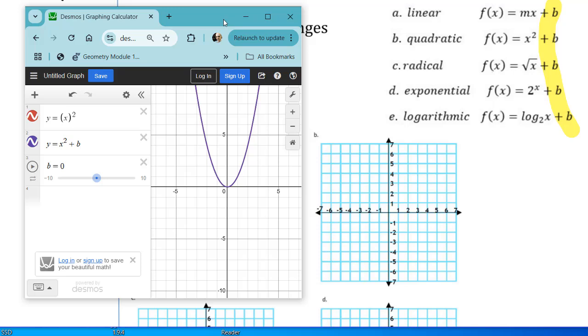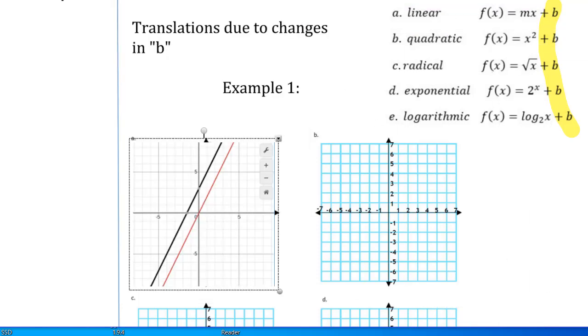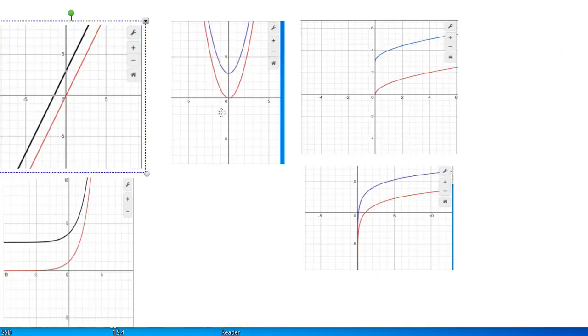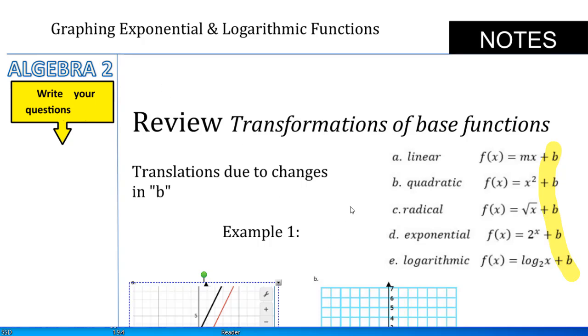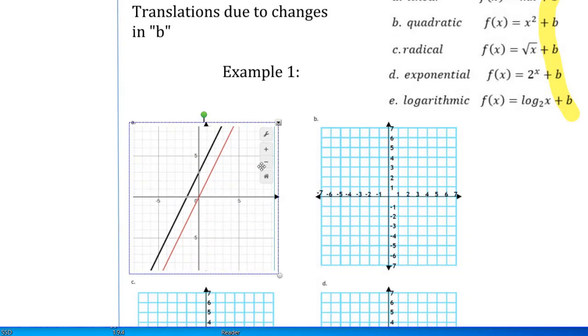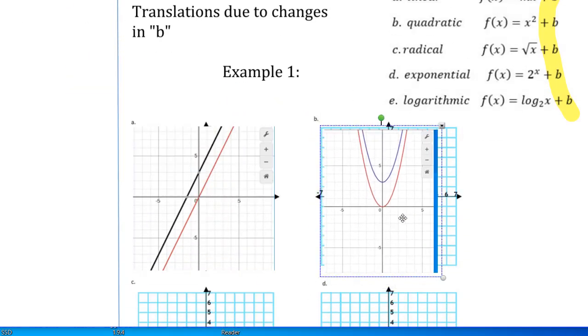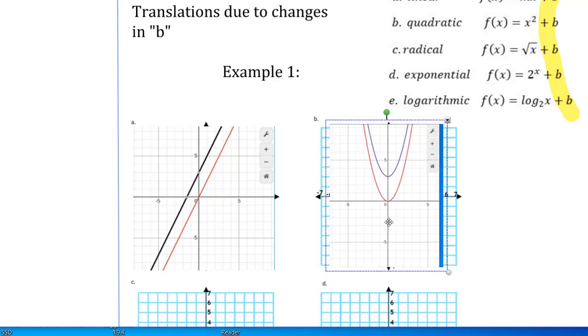All right. Let's push that one away and bring out the quadratic one. And I'll paste it here. All right, once again, the red one is y equals x squared. The blue one is y equals x squared plus 3.